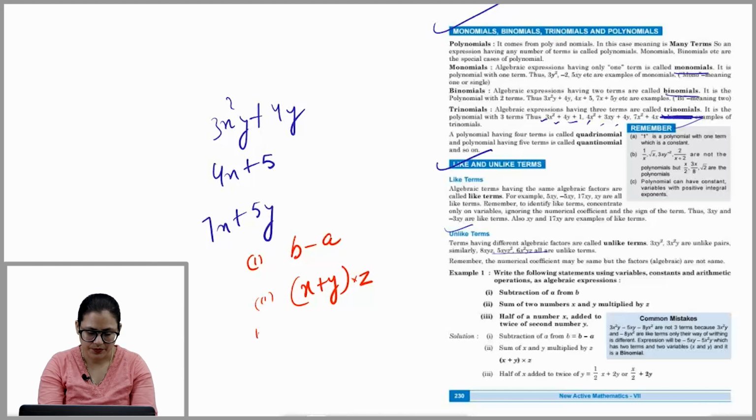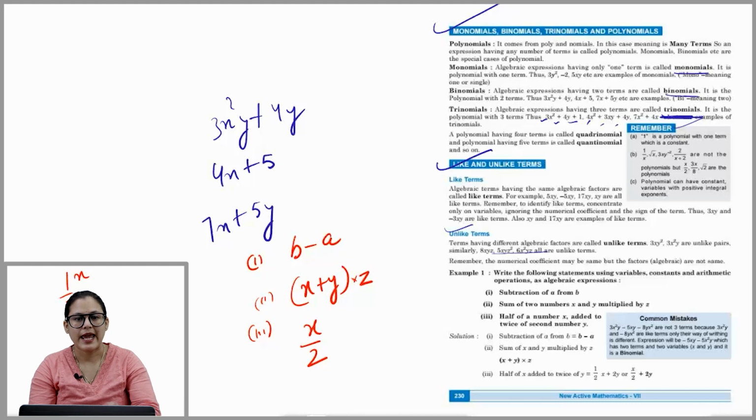And number 3, half of a number x, that is x by 2, or you can also write 1 by 2 x. So x by 2 is also correct. x by 2 added to twice the second number, that is 2y.